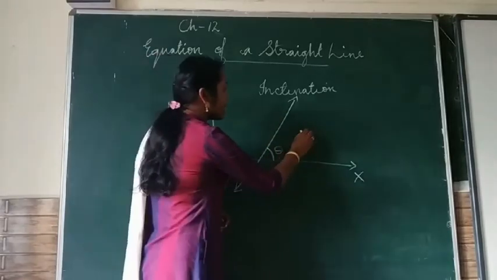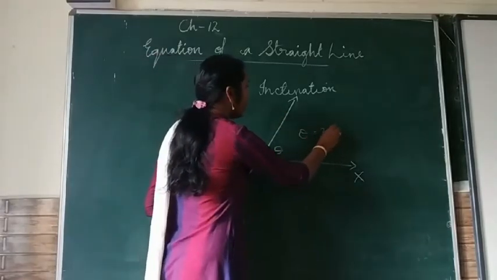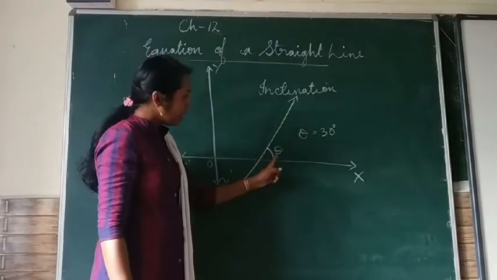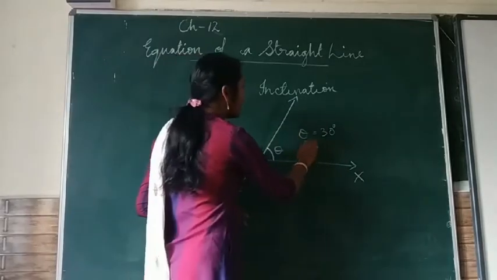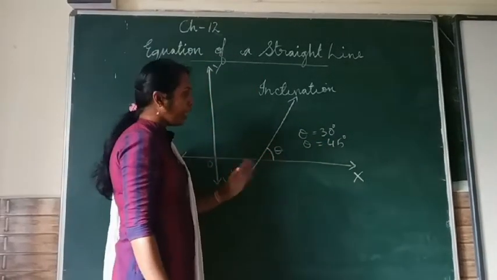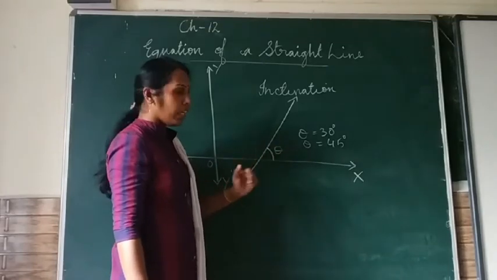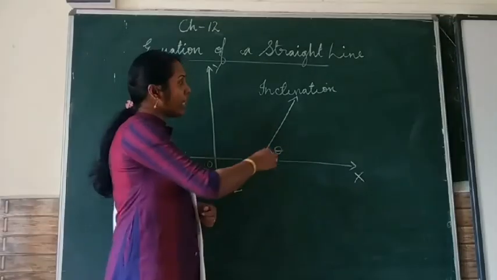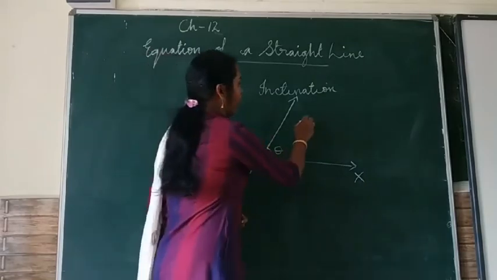If theta is 30 degree, then the inclination of the straight line is 30 degree. If theta is 45 degree, then the inclination is 45 degree, or if theta is 50 degree, then the inclination is 50 degree, and so on. Now let us see what is the slope of a line.